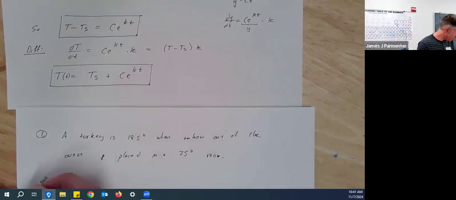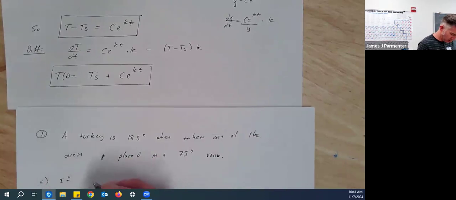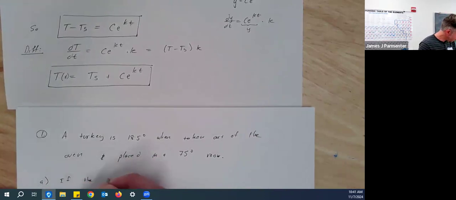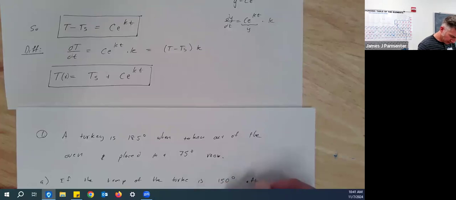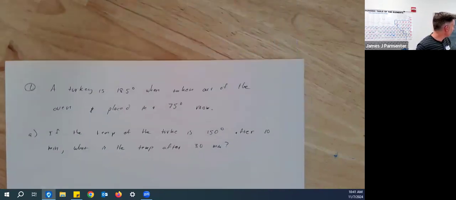Question part B. If the temperature of the turkey is 150 degrees after 10 minutes, what is the temperature after 30 minutes? Like, how long is it going to take till we can eat some turkey?